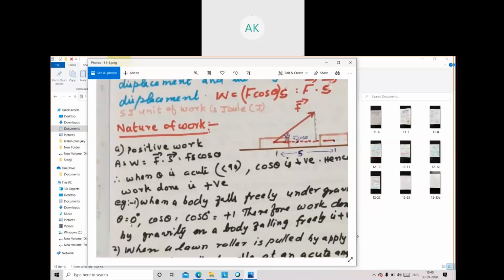See, for example, when we exert a force on the wall to move it, it will not move, but we are applying force. So, work done is 0.